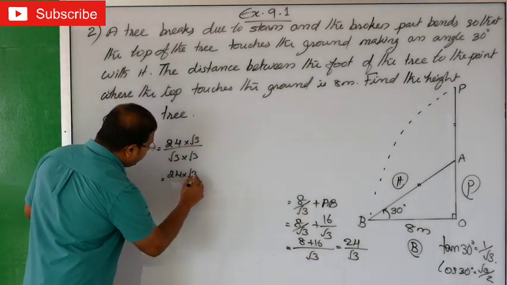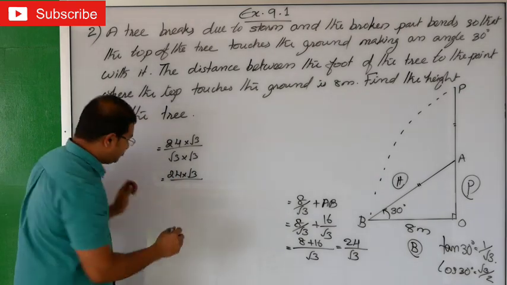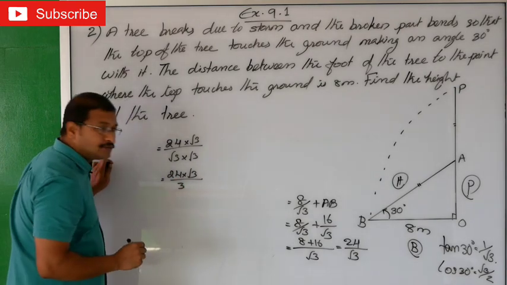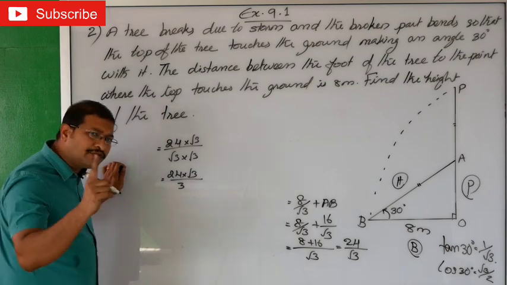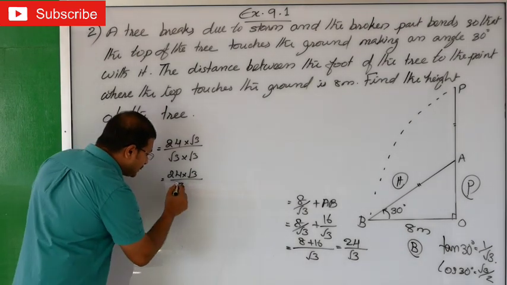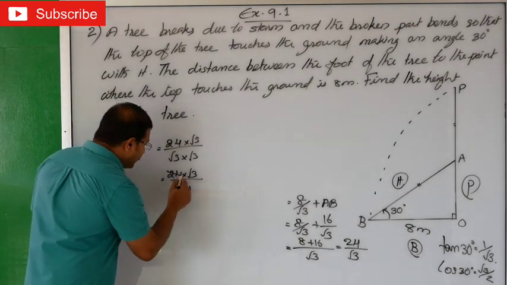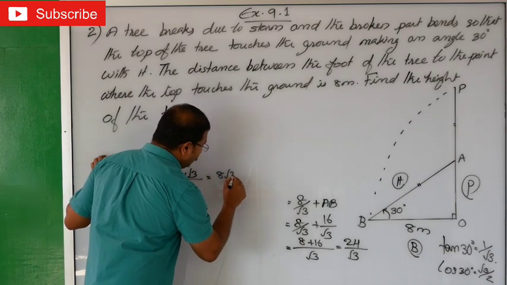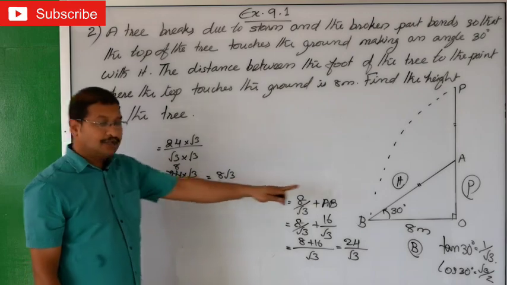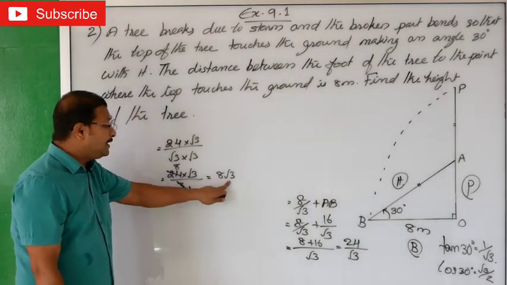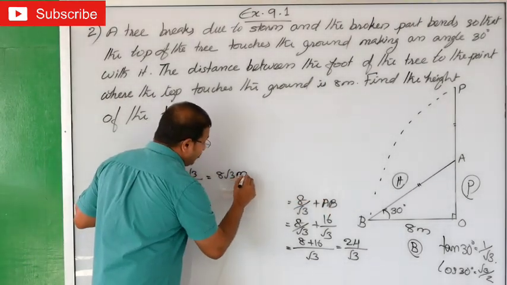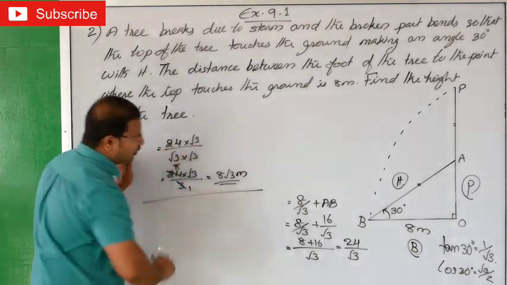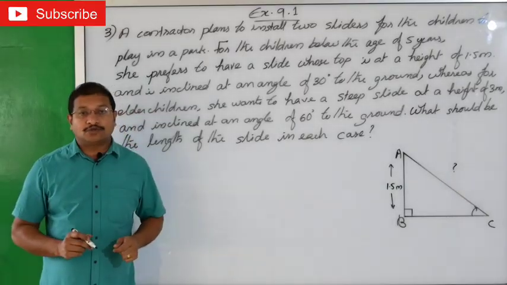24 into root 3 by root 3 into root 3, 3. Now we'll cancel. 3 1s are 3. 3 8s are 24. That means your answer is 8 root 3. Of course, we know that it is in meter. So the answer is 8 root 3 meter. So height of the tree is 8 root 3 meter. Let's see the next question.